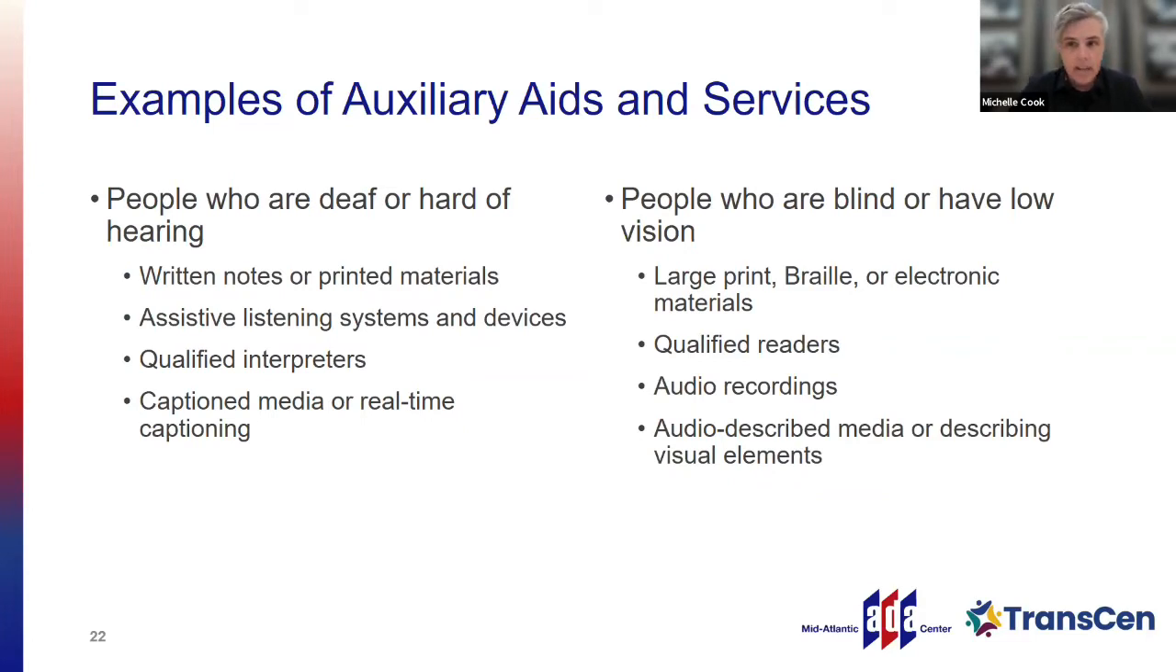Qualified interpreters and obtaining those is another very common use of an auxiliary aid or service for somebody who is deaf or hard of hearing. And then also having captioned media, starting with, again, what you have existing: all of your existing videos and media productions that are online, either social media or on your websites. Are those all captioned appropriately, effectively, accurately, all that stuff? So taking a look at, again, what you have existing and seeing if it could be improved. Similarly, for people who are blind or have low vision, some very common auxiliary aids and services are large print, braille, and electronic materials.